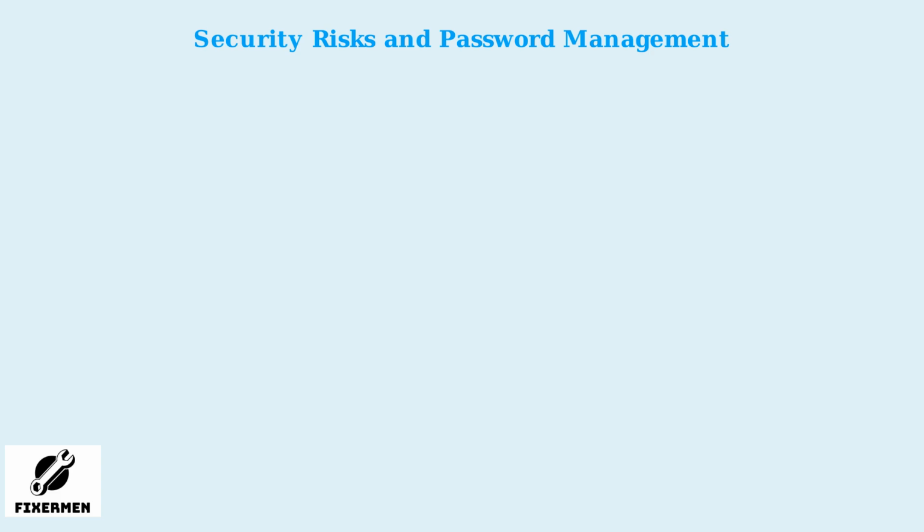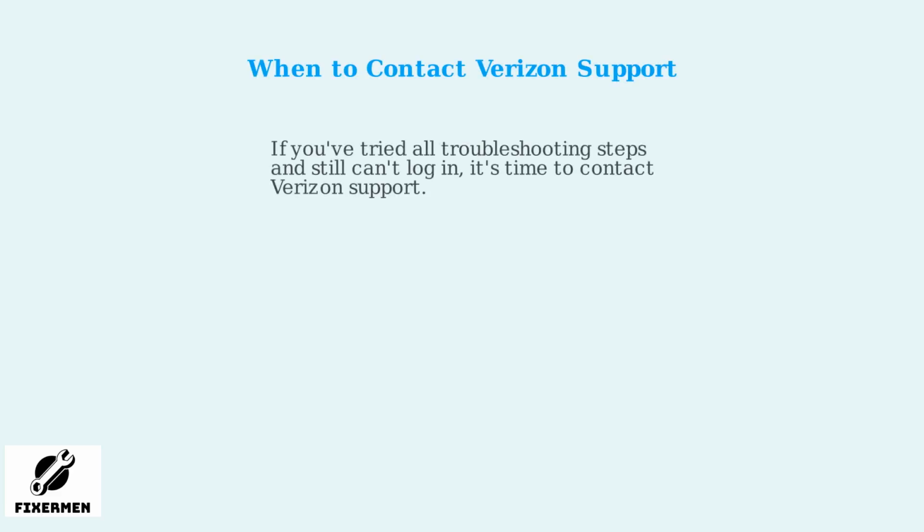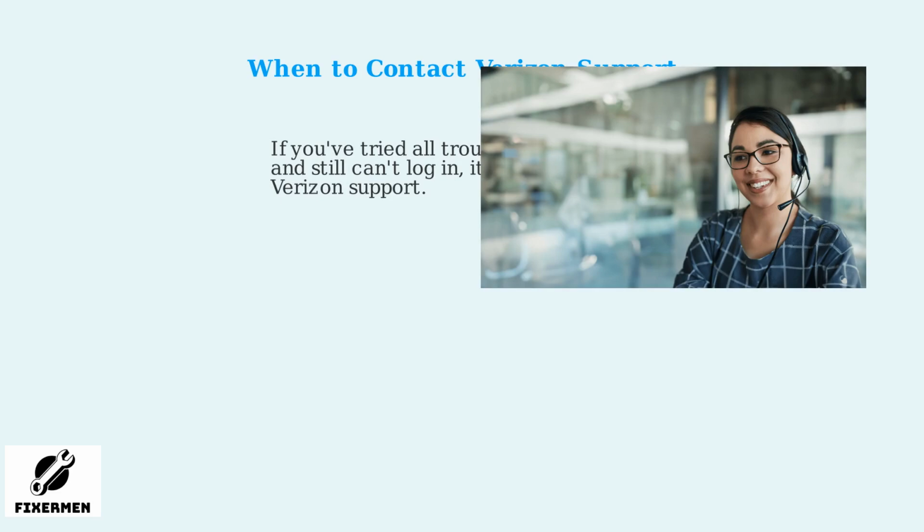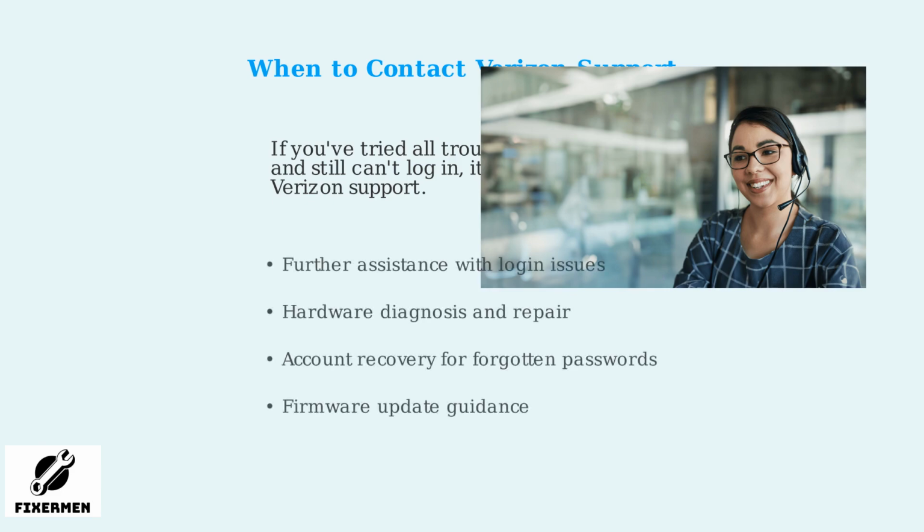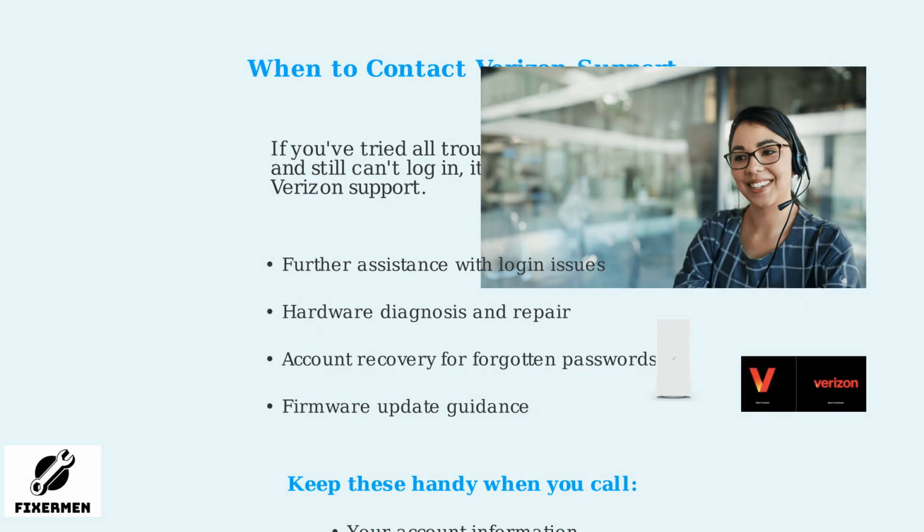If you've exhausted all the troubleshooting steps we've covered and still can't access your Verizon router login, it's time to reach out to Verizon support. Their technical experts can provide advanced assistance that goes beyond basic fixes. Verizon support can help with several specialized tasks that require professional intervention. Before calling Verizon support, make sure you have these important details ready to help them assist you more efficiently. Contact Verizon support through their customer service line, online chat, or the My Verizon app. With the right information and their expert help, you'll get your router login working again.